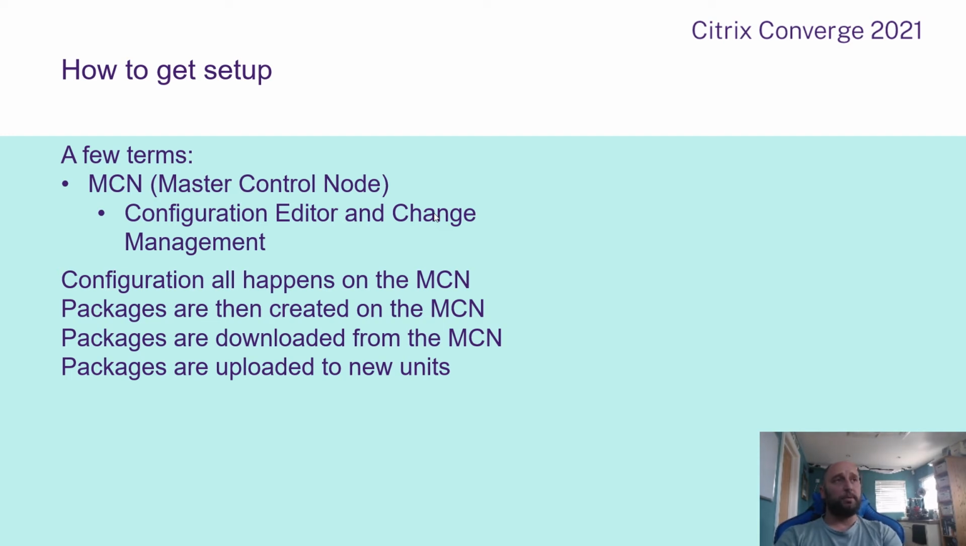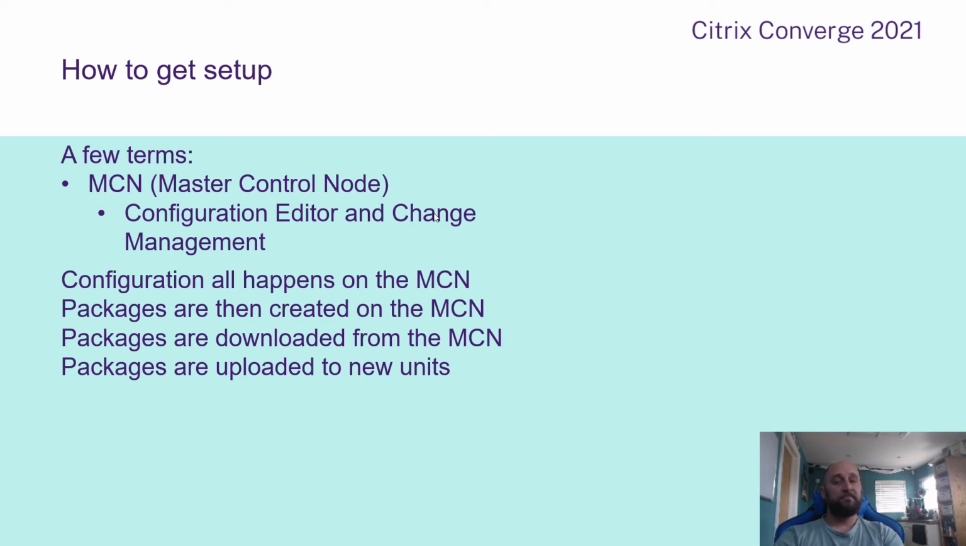So how do you get set up? Let's talk about some of the terminology, and then we'll look at some diagrams and I'll elaborate on those. So a few terms. We have our MCN, which is our master control node, and that is sort of your base. That's your first appliance you deploy. That controls your configuration and your change management. So it has your configuration editor on it, and this is the appliance that you would use to edit the configuration for all the other nodes.